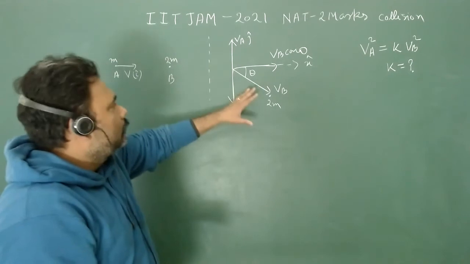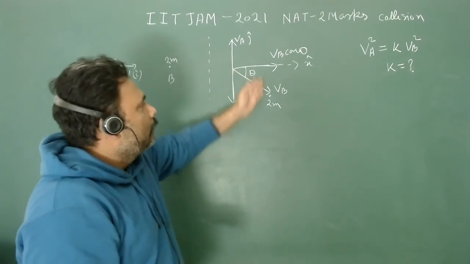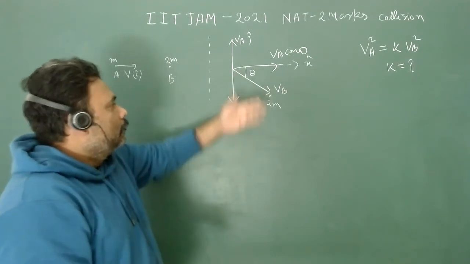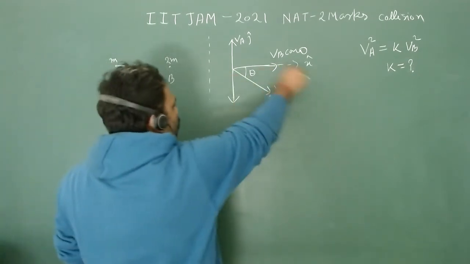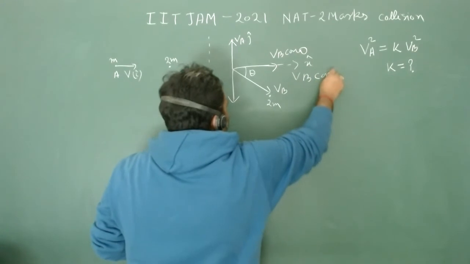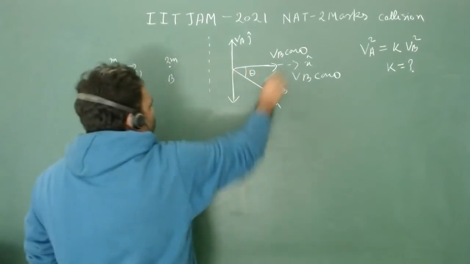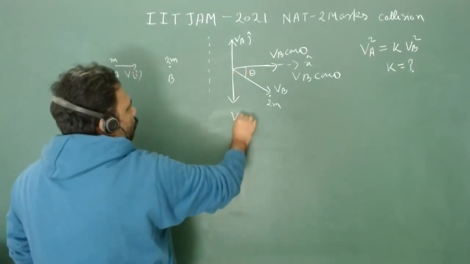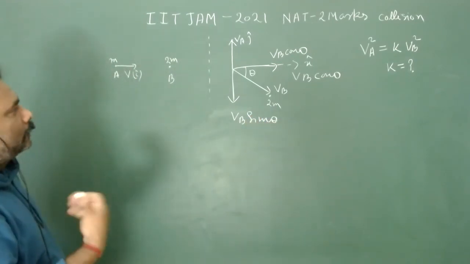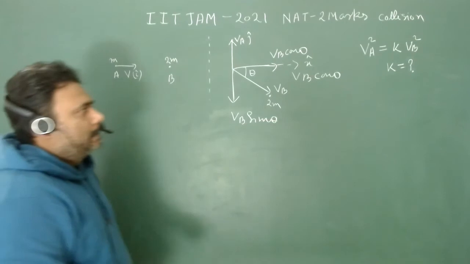So for the conservation of momentum, we can assume that B is making some angle theta after the collision, and it has speed VB. So we can resolve this VB into two parts. This will be VB cos theta, because I am taking this theta with the x-axis, and this is basically VB sin theta. So I have to go for conservation of momentum as well as conservation of kinetic energy, because the collision is elastic in nature.